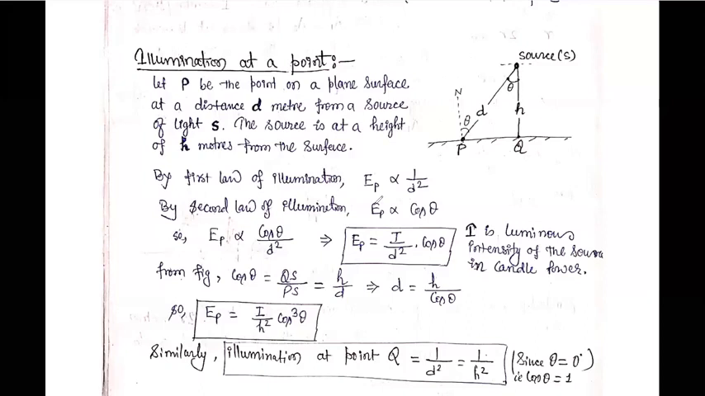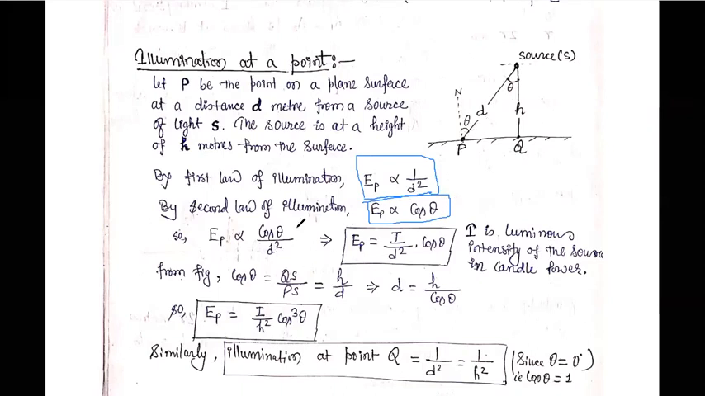The first law of illumination says EP is inversely proportional to the distance square, and the distance should be the distance between the source and the surface. What is the distance between source and surface? D. So EP is inversely proportional to D square according to the first law of illumination, the inverse square law. According to the second law of illumination, EP is directly proportional to cos theta, where theta is the angle between the normal to the surface and the flux line.